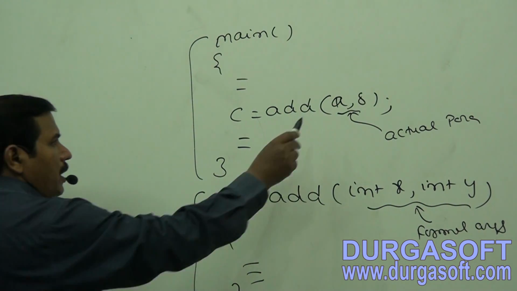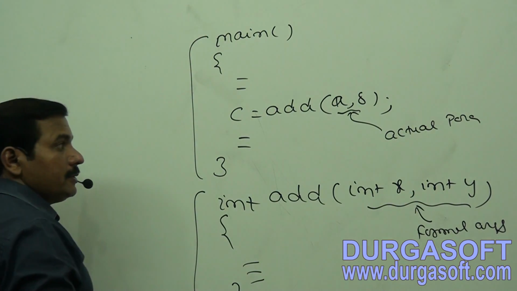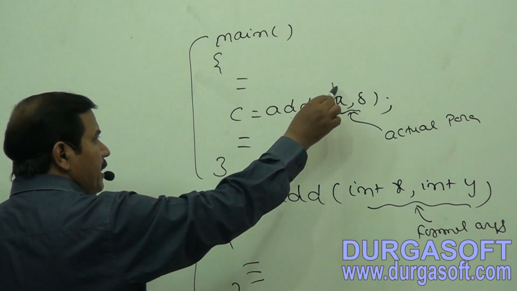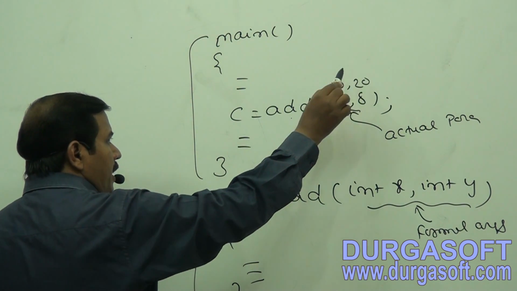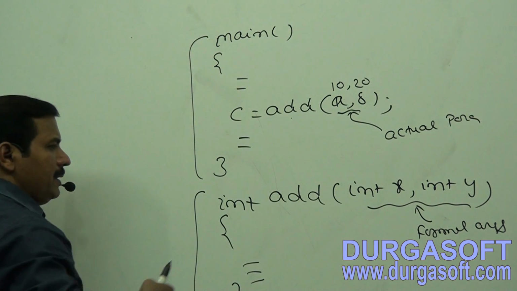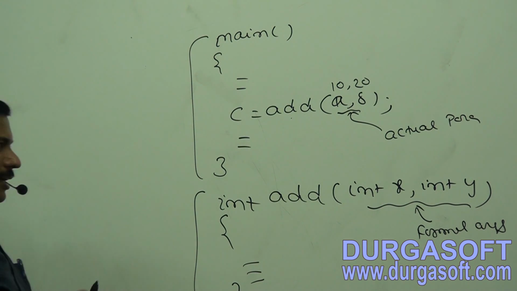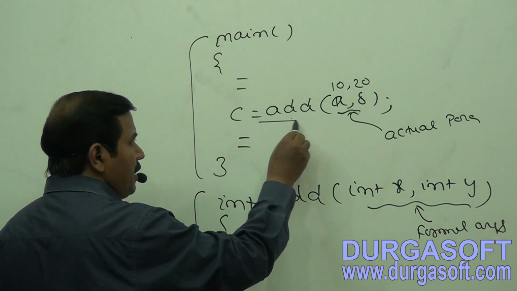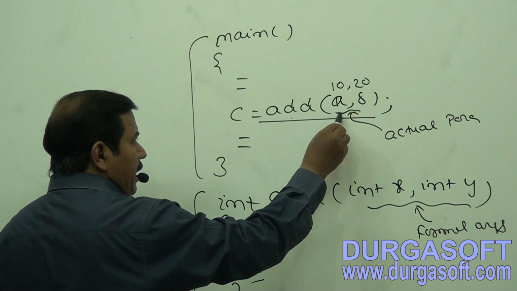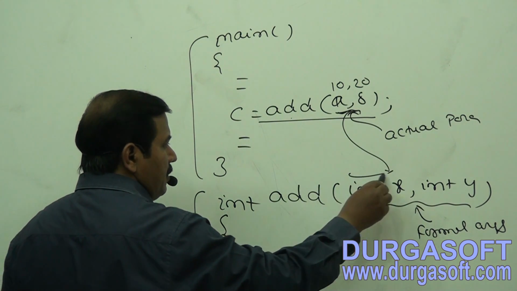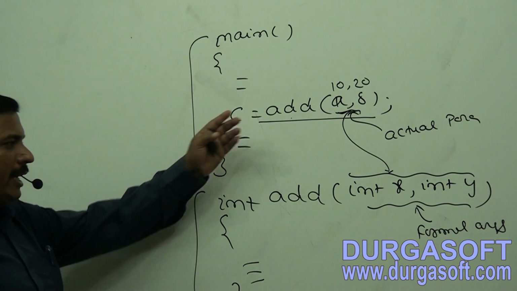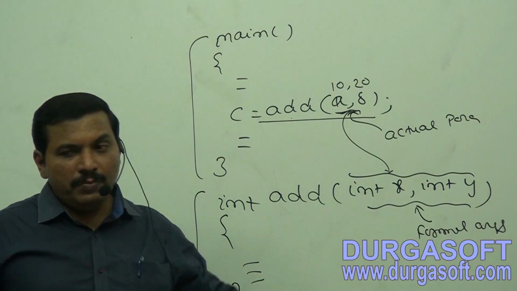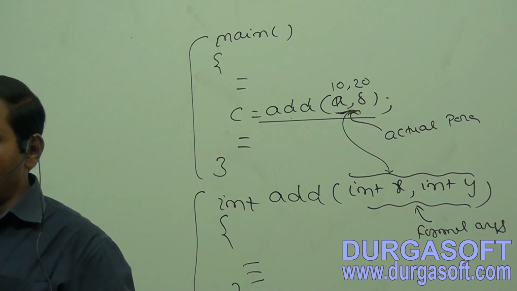Actual arguments, formal arguments. So when I call this function, let A value be 10 and B value be 20. While this program is in execution, all of you already know that whenever a function is invoked, the actual arguments are copied into formal arguments. A value is copied into X, B value is copied into Y.